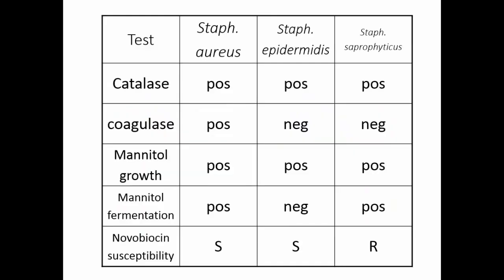To recap your test results, you had 3 organisms you tested: Staph aureus, Staph epidermidis, and Staph saprophyticus. All Staphylococcus species are positive for catalase. Only Staphylococcus aureus is positive for coagulase. All Staphylococcus species tolerate salt, and so they will grow on mannitol salt agar. But only Staph aureus and Staph saprophyticus ferment mannitol. Only Staph saprophyticus is resistant to novobiocin. The other 2 species are susceptible.